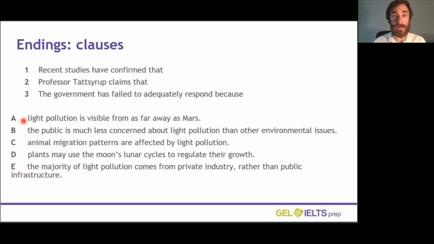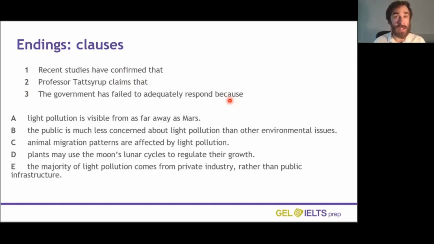A, light pollution is visible from as far away as Mars. B, the public is much less concerned about light pollution than other environmental issues. C, animal migration patterns are affected by light pollution. D, plants may use the moon's lunar cycles to regulate their growth. And E, the majority of light pollution comes from private industry rather than public infrastructure. The three sentence beginnings will introduce a clause, confirm that, claim that, or because to connect two clauses.